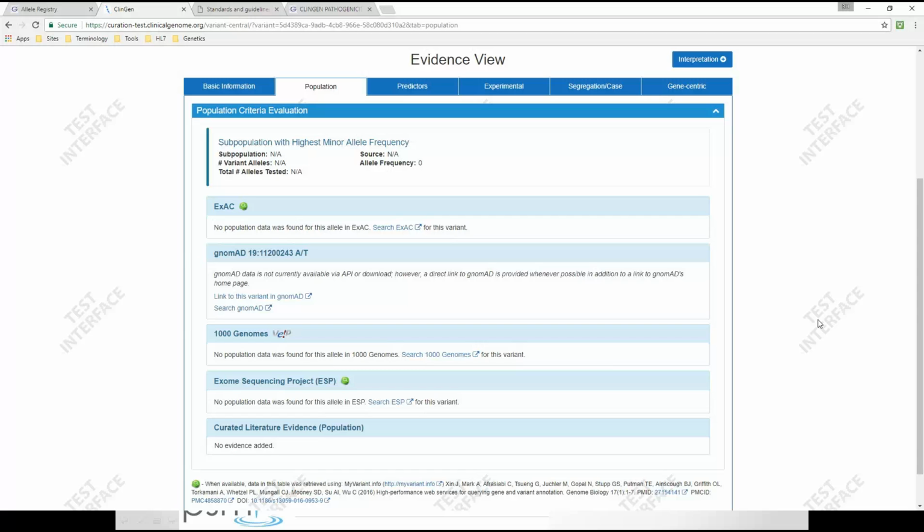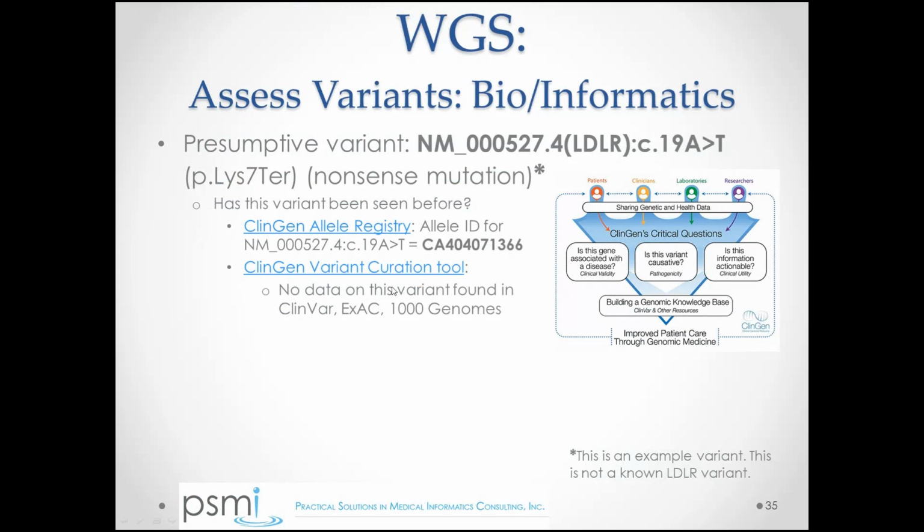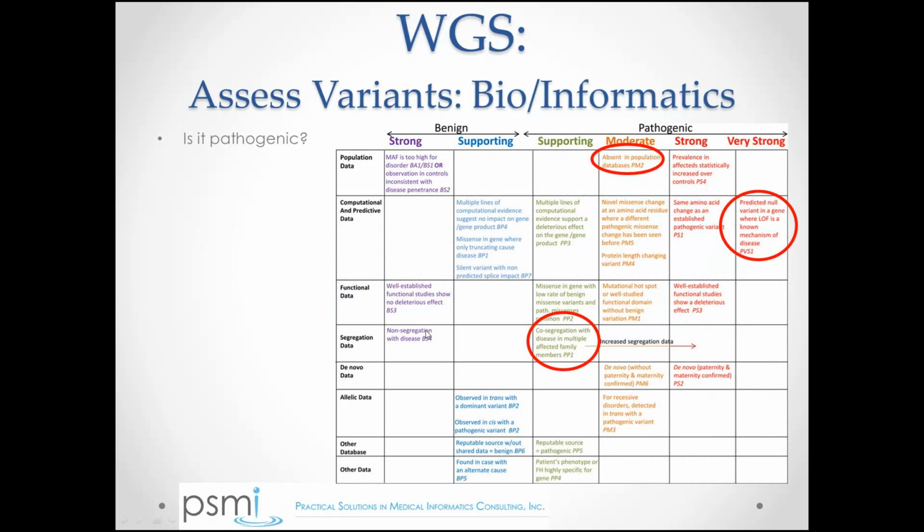But for now, let's assume that the variant that we found in our patient has never been seen before. It's not in ClinVar, it's not in ExAC, it's not in the 1000 Genomes. As far as we know, it's brand new. Okay, so there's no data on this variant found in ClinVar, ExAC, or 1000 Genomes. So the question is, is it pathogenic?